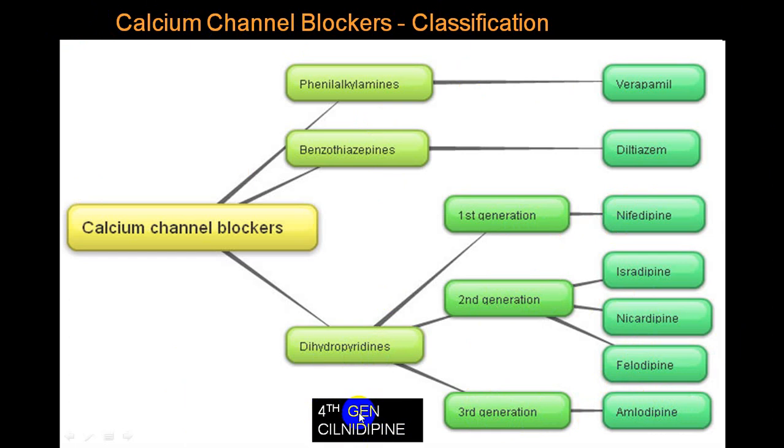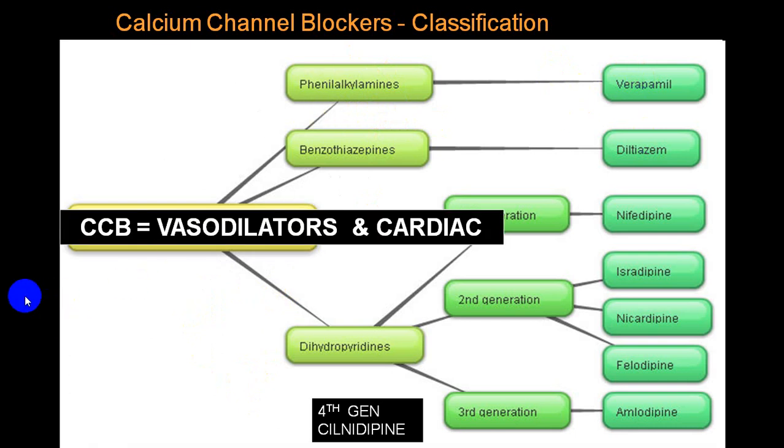This cilnidipine is effective on L receptors and T receptors, which are present in the glomerulus, and that helps in reducing intraglomerular pressure. But these are not powerful blood pressure drugs. They reduce blood pressure mildly. There are some drugs in this group, diltiazem and verapamil. These particular drugs are mainly utilized for tachyarrhythmias.